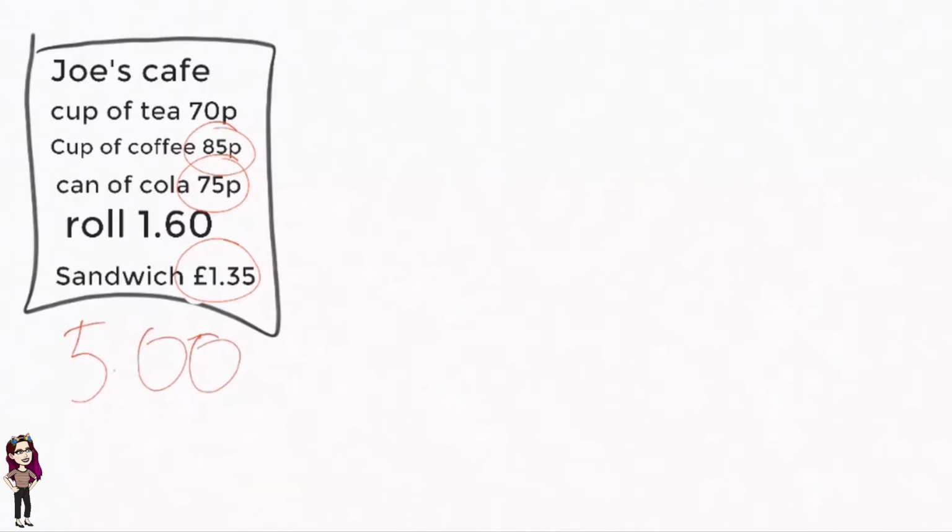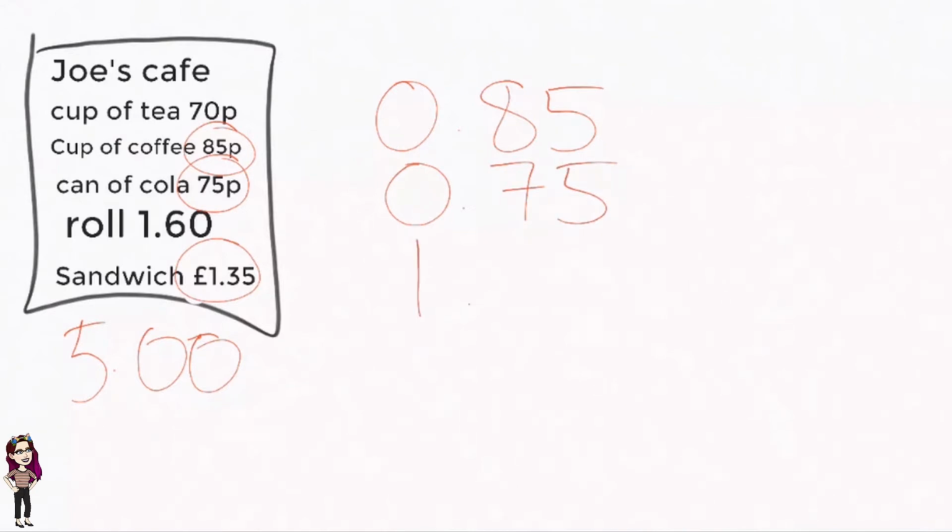So the first step we need to do is add together to find her total cost. So we know that she gets a cup of coffee, which is 85p. We know that she buys a can of cola, which is 75p. And we know that she buys a sandwich, which is £1.35. So to do this, we're going to add them up in rows.